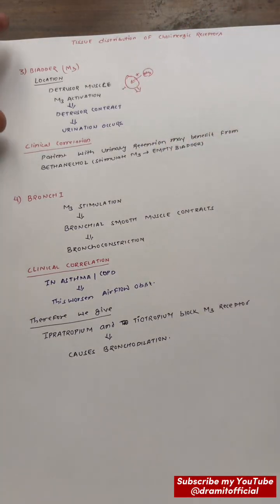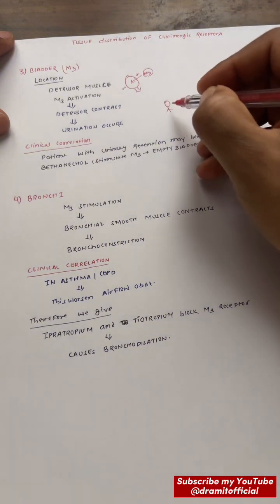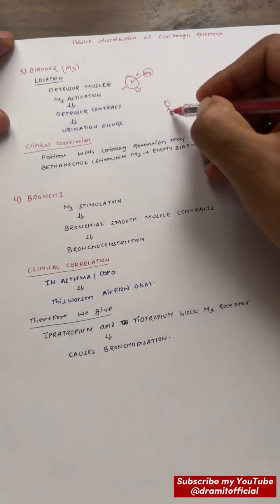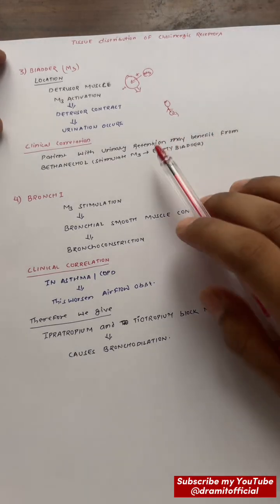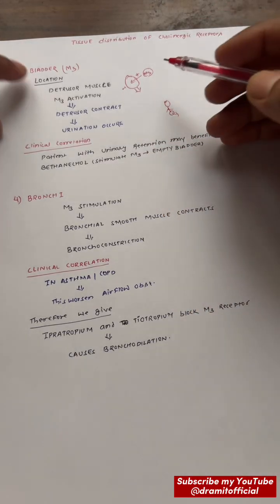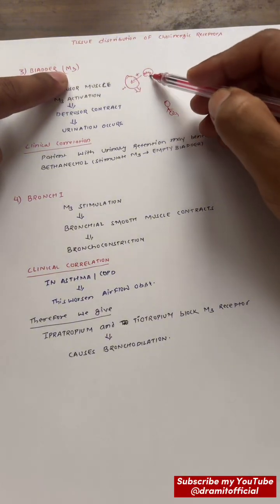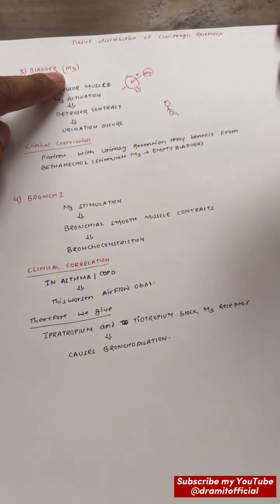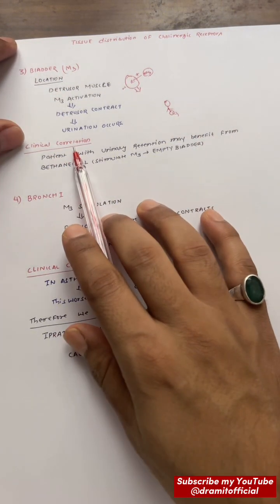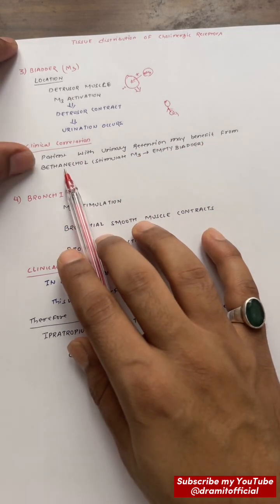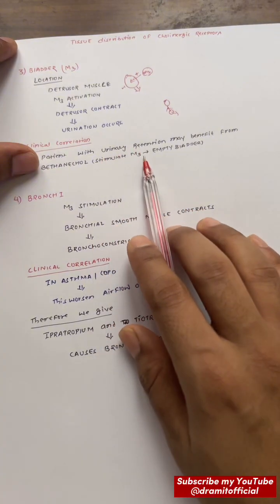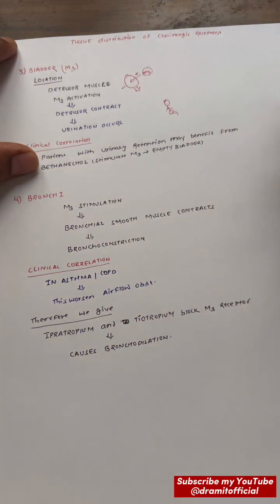So what's the clinical correlation? Suppose this is a patient, and this patient has urinary retention, that is, he's not passing urine. In those conditions, we can give a drug that will work on the M3 receptor and help to start urinating. That's why it's written in the clinical correlation that a patient with urinary retention may benefit from a drug called bethanechol, because it stimulates the M3 receptor and helps in emptying the bladder. So this is how it works on the bladder.